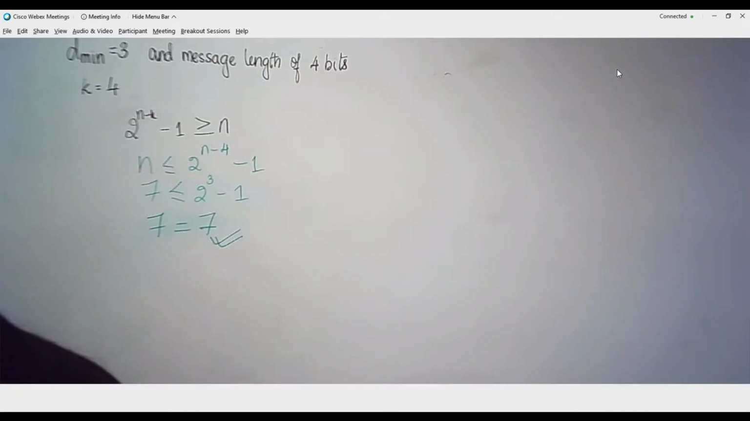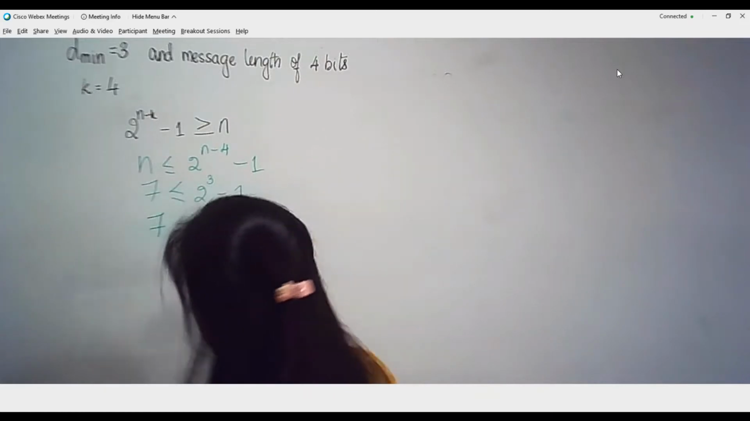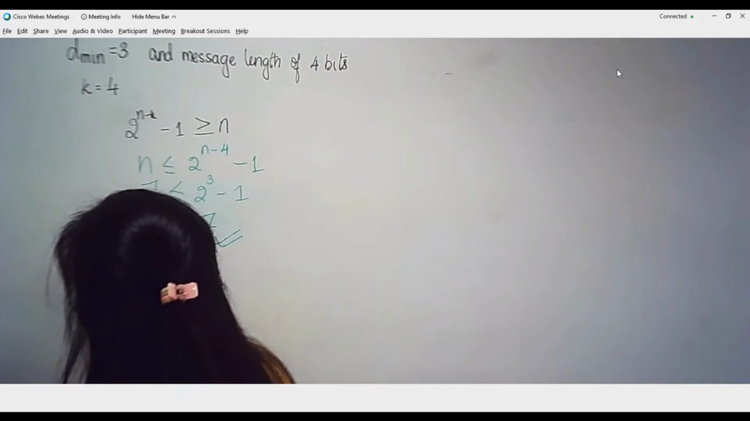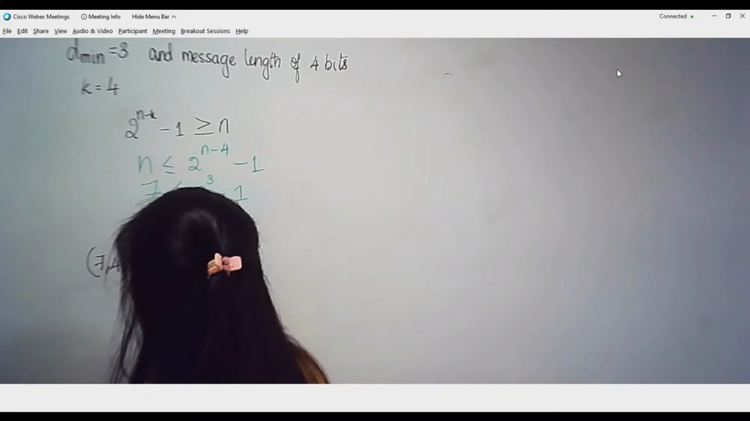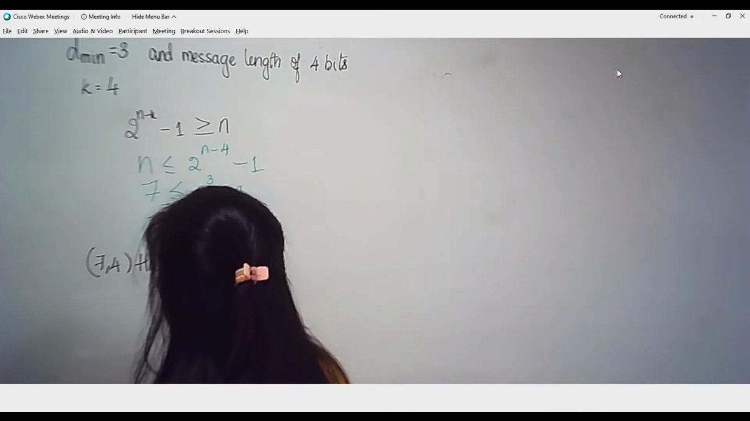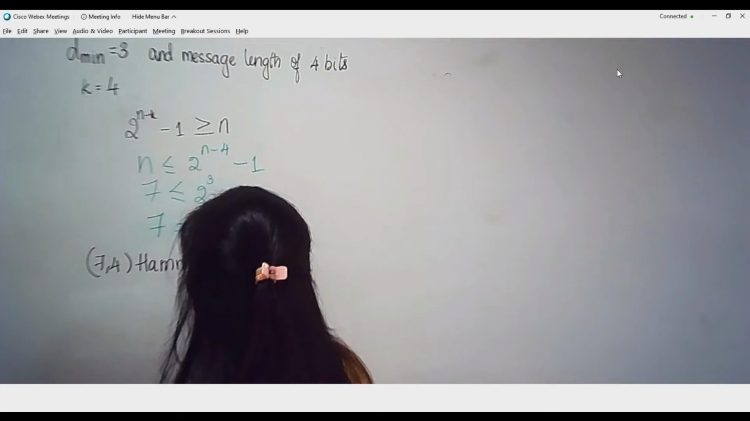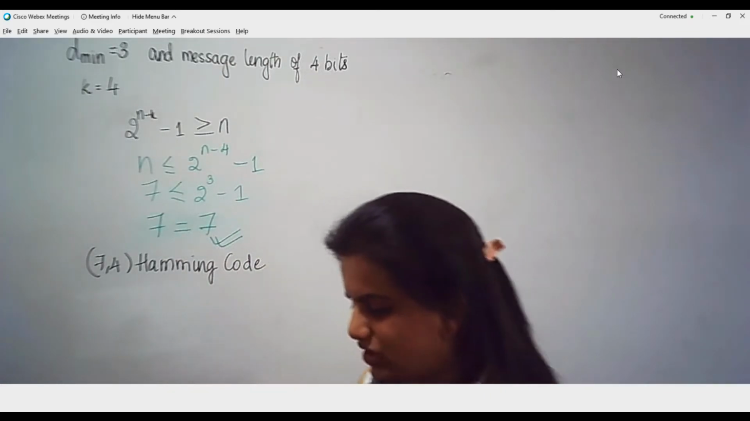Okay, now we have known this much. So we have known the n value and the k value. So now we can address this as the (7,4) Hamming code. We are going to name this the (7,4) Hamming code, or single error correcting Hamming code.